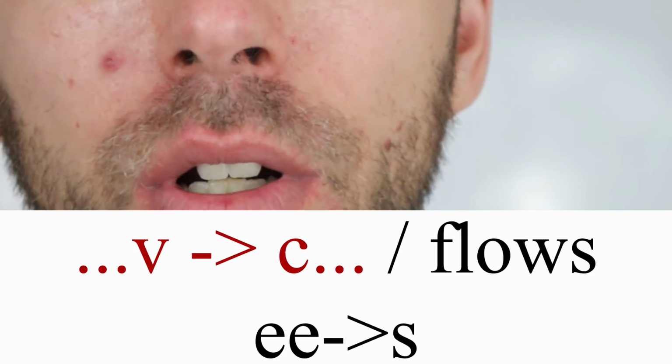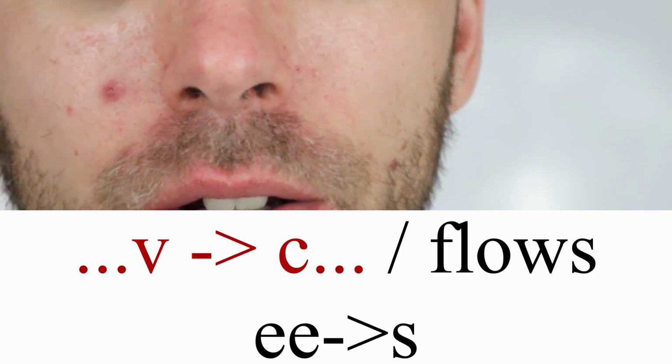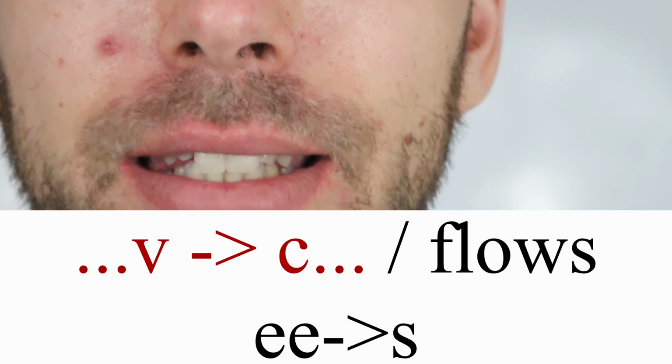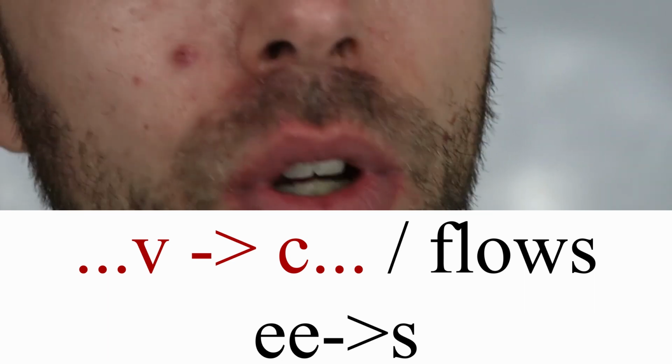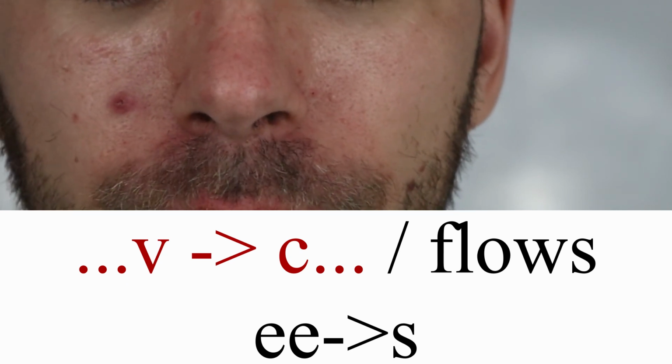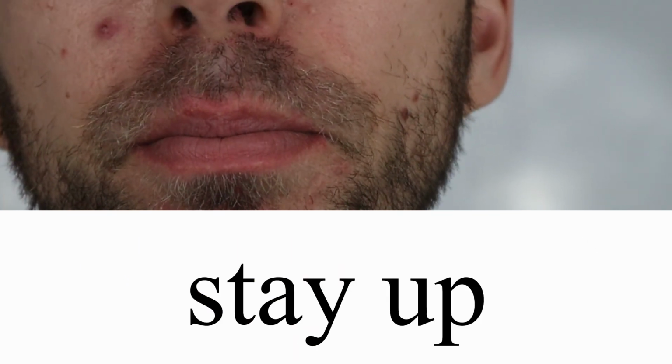So here we're going from E, first vowel, to S in says. They flow very well. Ease. But there's no connection there. Okay, nothing special. Stay up.